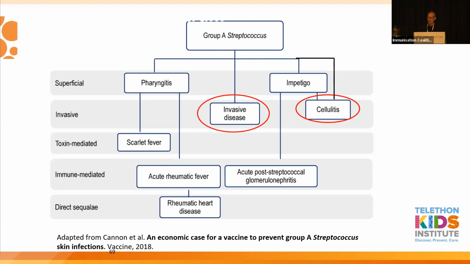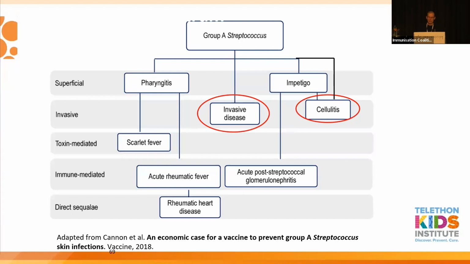Strep A also produces toxins, which cause scarlet fever. And again, the driver for the Strep A vaccine development is that there are also immunological consequences of exposure to Strep A, in that it causes acute rheumatic fever and rheumatic heart disease. In terms of where the division sits between adults and children, in adults we really only see invasive disease and cellulitis, skin and soft tissue infections.